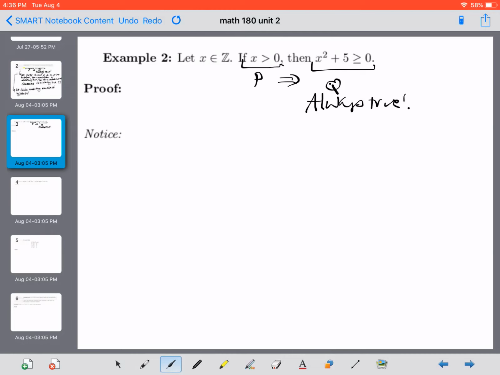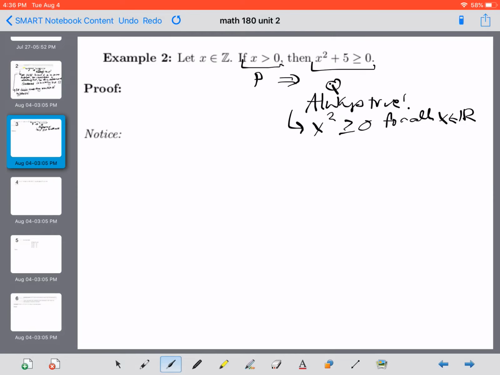Why is that? Well, before we start writing the proof, let's convince ourselves that this is true. We've already shown in the last chapter that x squared is greater than or equal to 0 for all real numbers x, and so also for all integers, right? If it's true for all real numbers, it's certainly true for all integers.